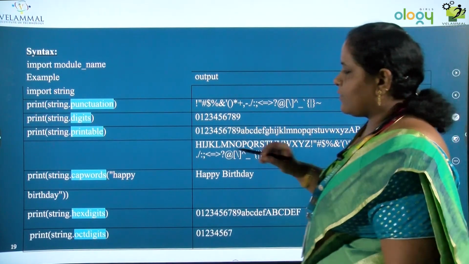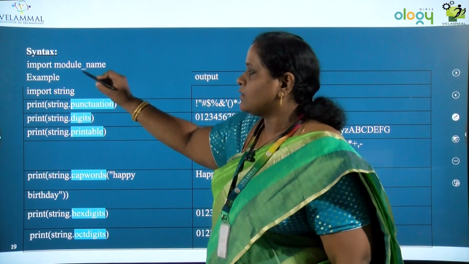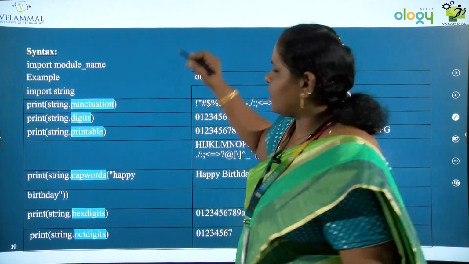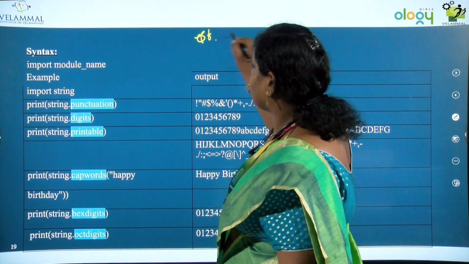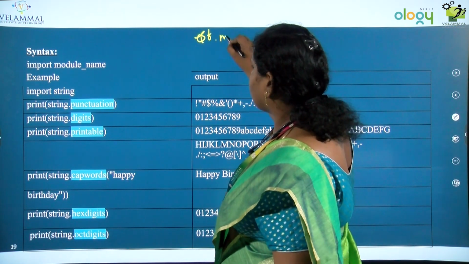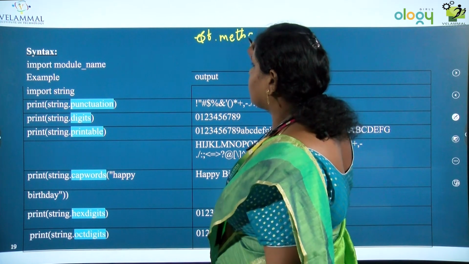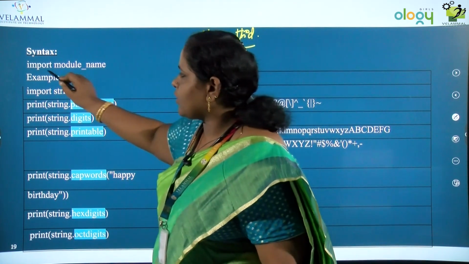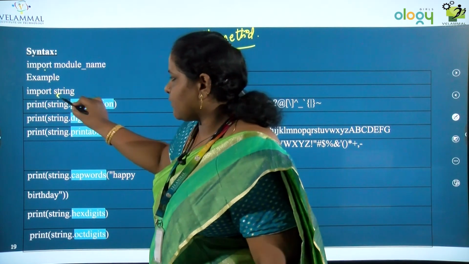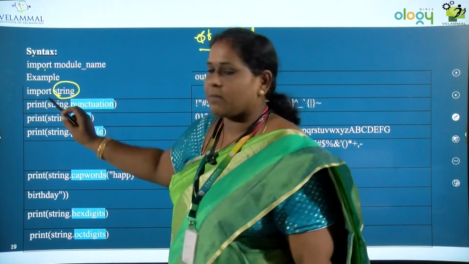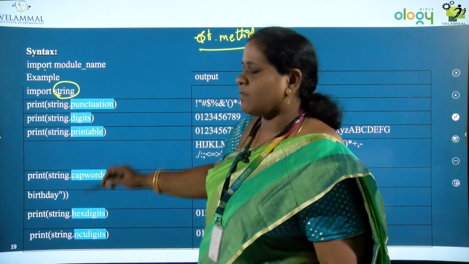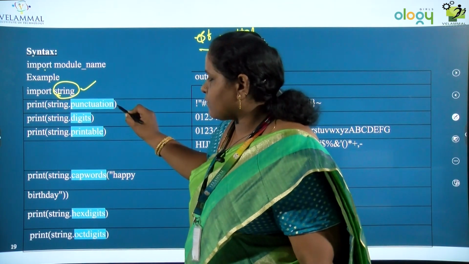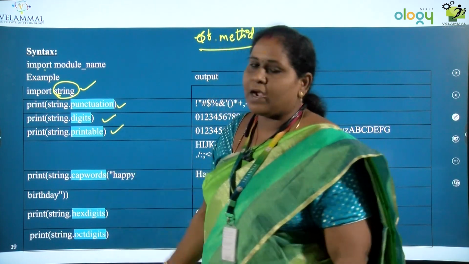I have given a set of examples over here. What is the syntax for getting a module? In methods, the syntax is string name dot your method. Here, before doing that, I'm going to import the module name. Suppose the module name is string, first I'm going to import it, then I'm going to use various operations using this module. Inside this module, various methods are present, and I'm going to use them here.